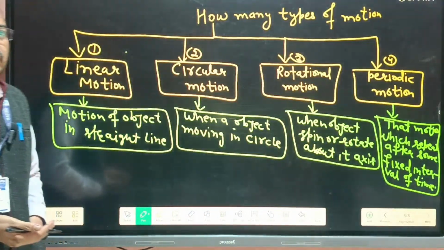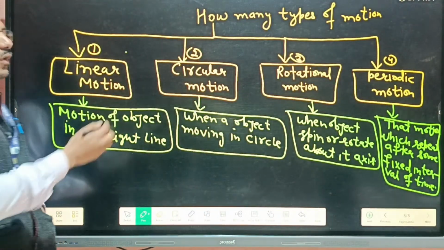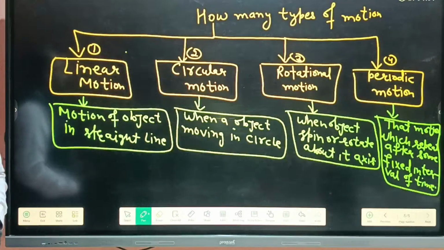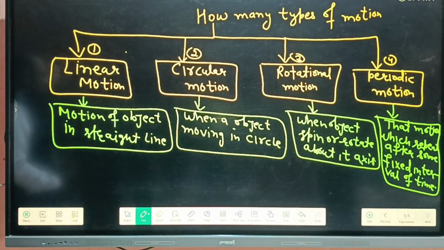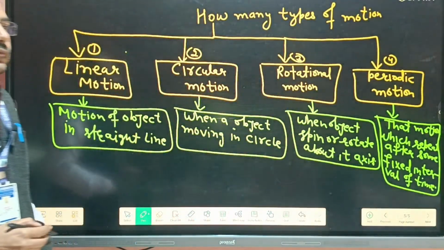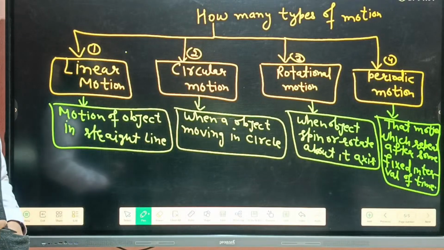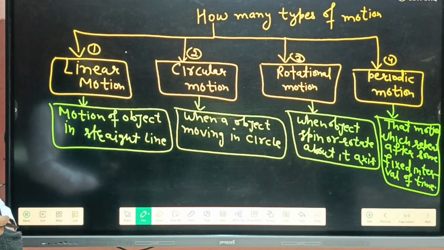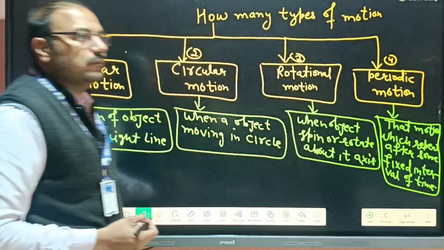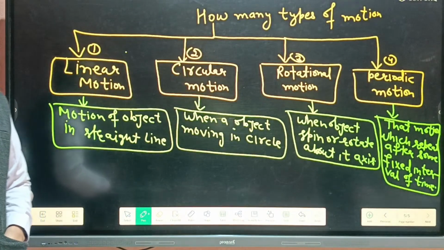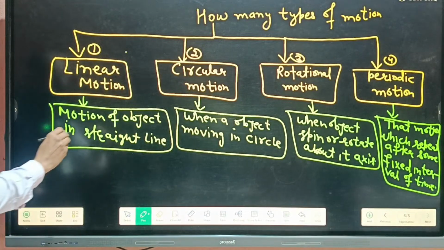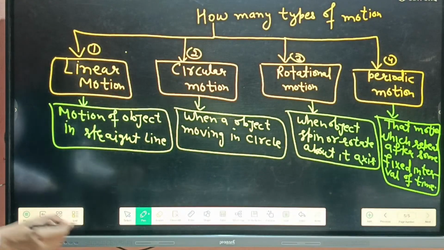Mahi, stand up. What is an example of circular motion? Earth rotates around the sun. Sit down. What is an example of rotational motion? A fan. Sit down. Sonal, what is an example of periodic motion? Pendulum. Sit down. So we write the examples here also.